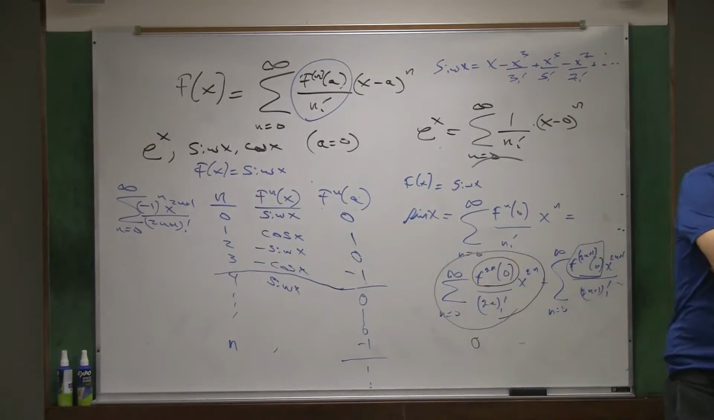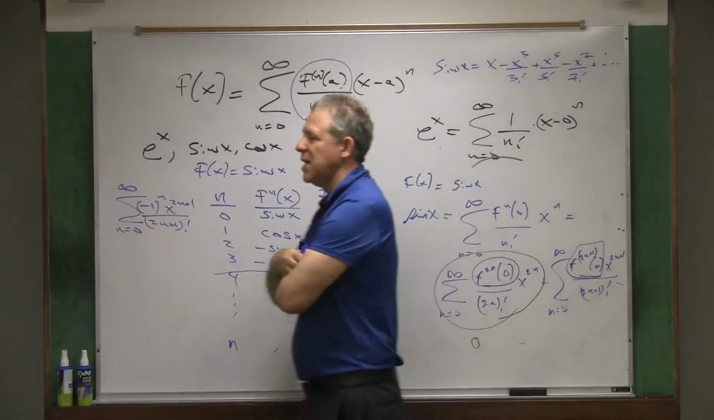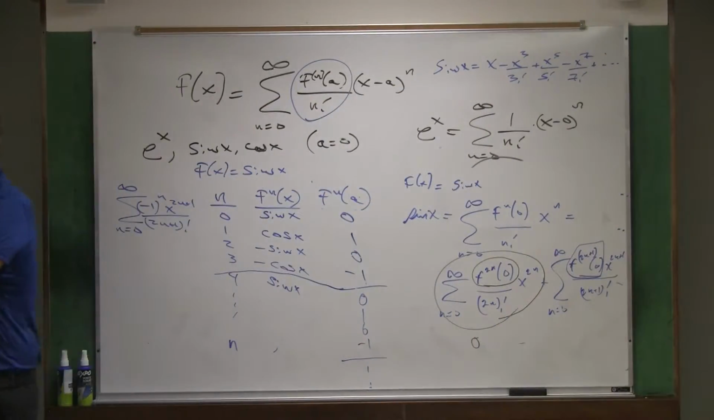Can you, on your own right now at your desk, use this pattern analysis and try to figure out the expansion for cosine without looking it up or looking in your text? Can you give me the Maclaurin series for cosine?